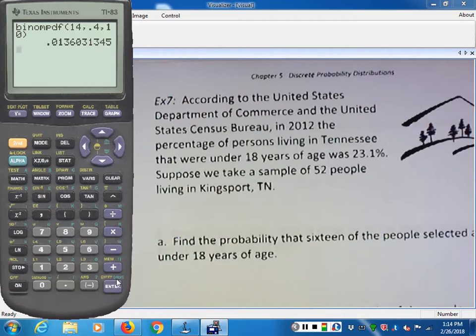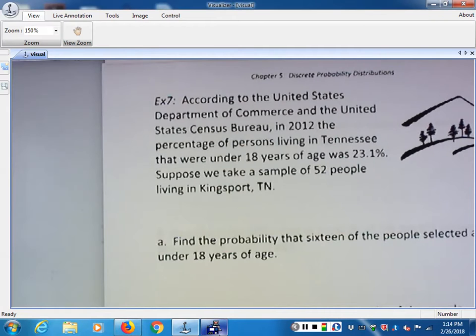Now the rest of them, I'm not going to do the probabilities. I want to walk you through just how to put it in your calculator. We're not actually going to do the numbers. I'm sure you can do those, but I want to make sure that you've got these.